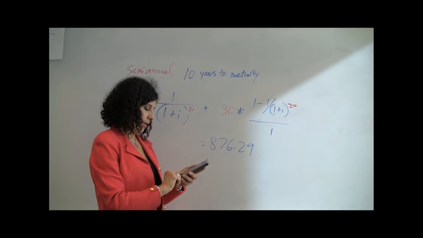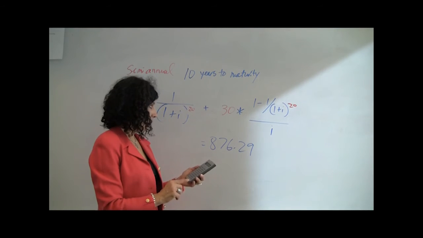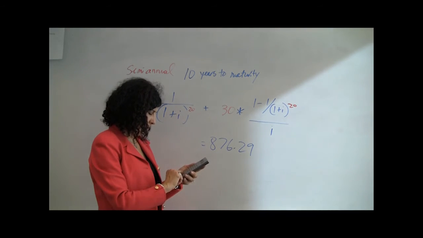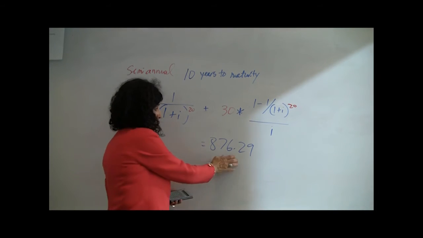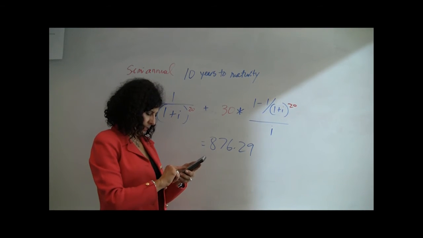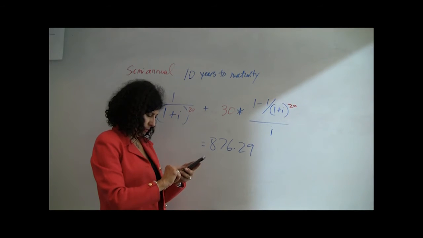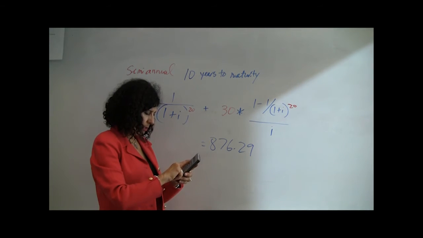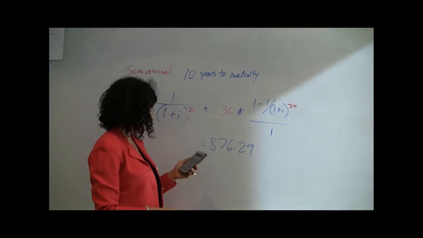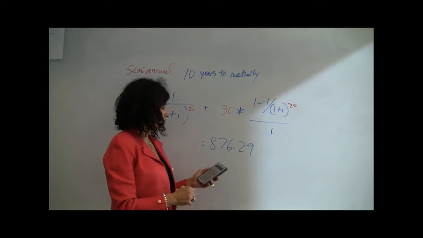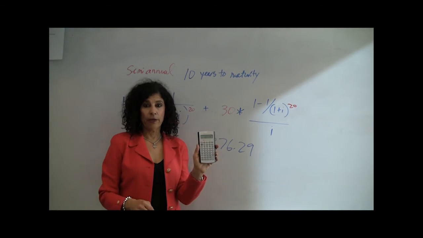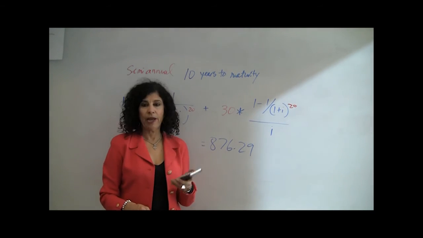So I'm going to go ahead and enter 30 as my payment. I'm going to enter 20 as my time period. 1,000 for my future value. My present value is this 876 with a negative in front of it. And now I'm going to compute interest. And it should be something higher, of course, than 6%. Now notice what your calculator gives you back, 3.9%.